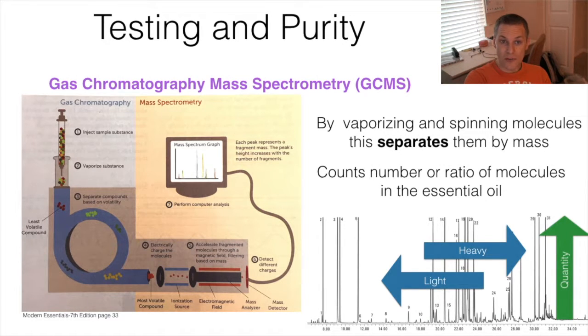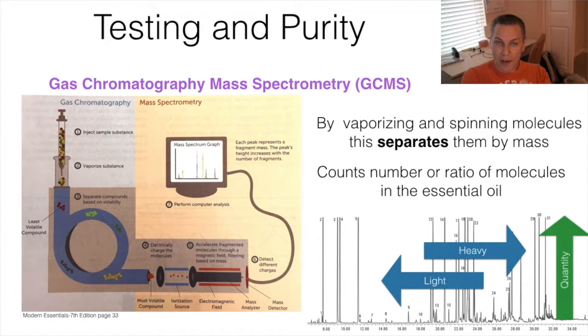The gas chromatography mass spectrometry test is probably the bread and butter of an essential oil scientist. This is the main test, most relied upon, and it gives the scientist so much information. It works basically by injecting the essential oil into an apparatus. The essential oil is vaporized and then propelled through a tube. The specific molecules in the essential oil are separated based on their volatility, which means their ability to evaporate quickly.